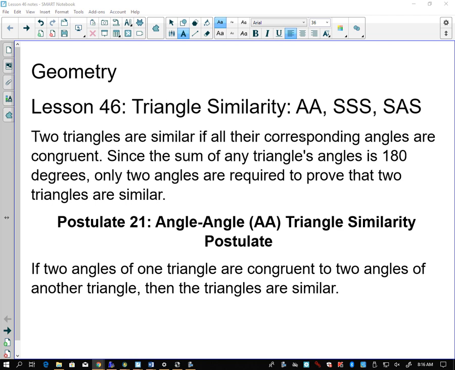Geometry lesson 46. This in your book is on page 301. We're talking about triangle similarity. You'll notice that it uses a lot of the same letters in terms of acronyms as triangle congruence. So let's go over the similarities and differences.